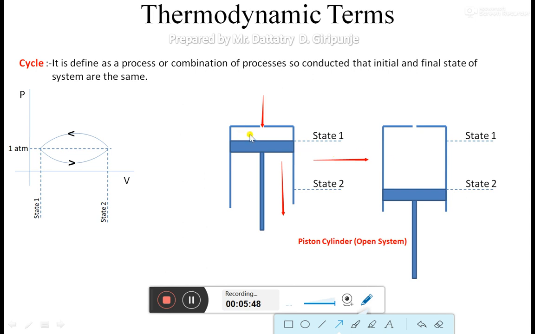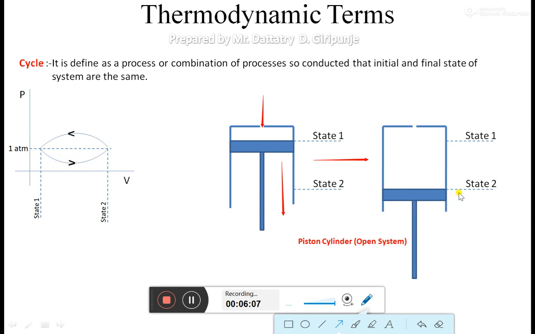Initially, before the process starts, there was atmospheric pressure, and at the end of the process there is atmospheric pressure, but in between the transformation, negative pressure is there. So this is what is called one process.